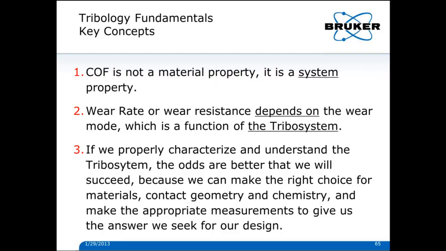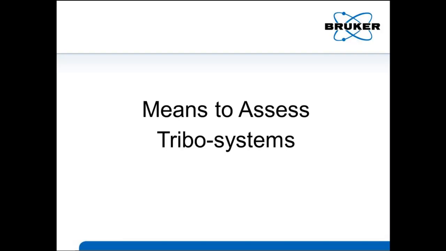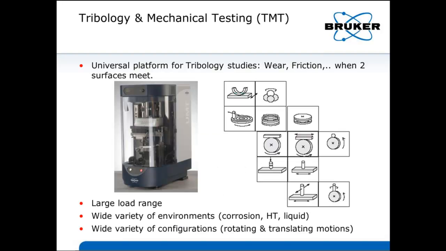I'd like to give you a couple of means to assess or think about assessing Tribo systems. And these are instruments provided by Bruker. One is our universal platform for tribology studies, where two surfaces meet. This is our UMT, Universal Materials Tester. It can cover a large load range. We saw that's important. A wide variety of environments, corrosion, high temperature, liquid, low temperature, and a wide variety of configurations, both rotating and translating motions. And you can see all these configurations can be done on a single machine here.